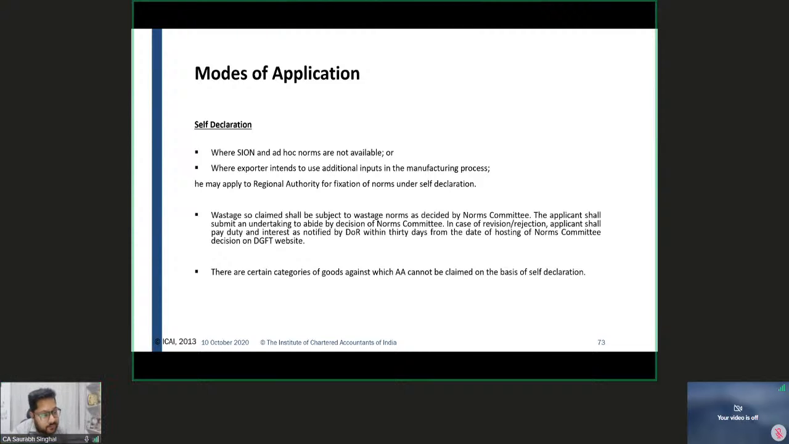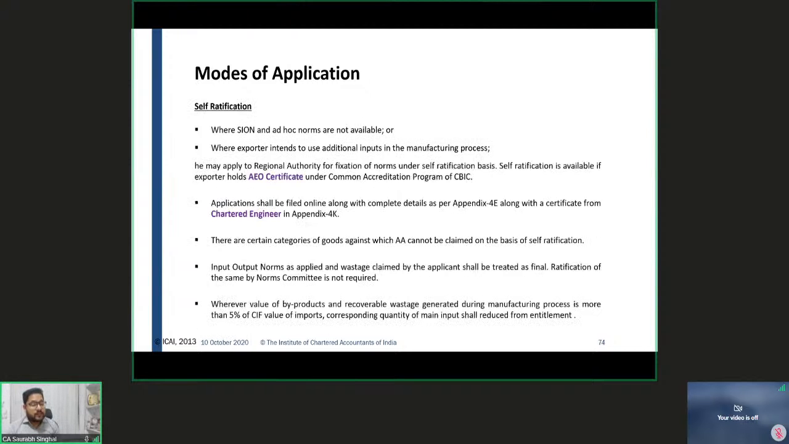This also is applicable in a case where CON is not there or ad hoc norms are also not there, or you may want to have a different input output ratio. Then the fourth one is self-ratification. Self-ratification means it is a case where CON and ad hoc are not available, obviously, or I have a different input output ratio, and I am a person who has an AEO certificate, Authorized Economic Operator certificate. That is, I am a renowned exporter. I am a credible exporter, and I have applied for that status and I've got this status. The status called AEO certificate holder.